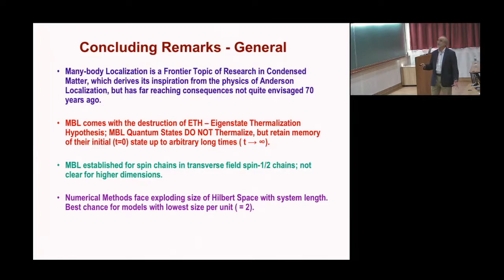They don't thermalize and retain memory of their initial state. MBL seems established for spin chains in transverse field, not clear for higher dimensions. And the numerical methods, of course, always face this exploding problem of Hilbert space size going exponentially with system length. And the best chance is, of course, for models with the lowest size per unit. That's either spins or electrons in a high magnetic field.